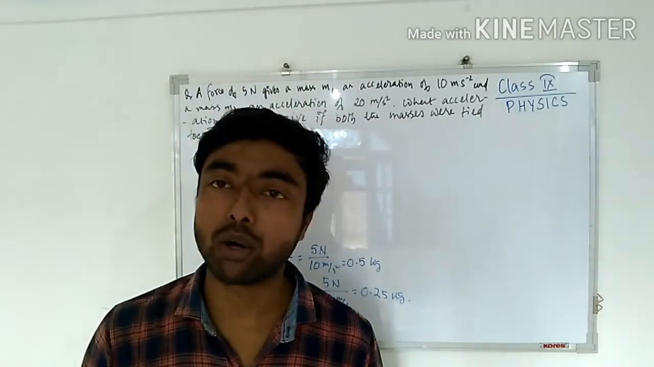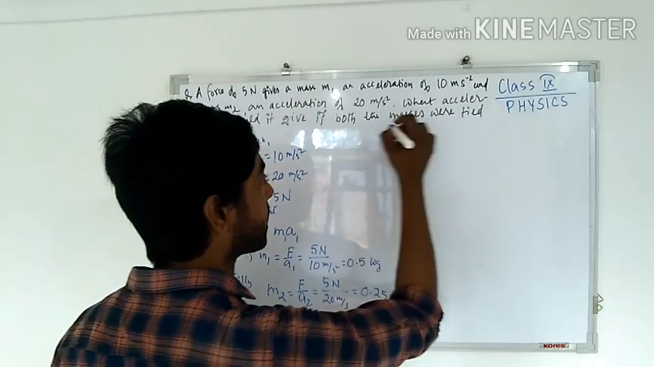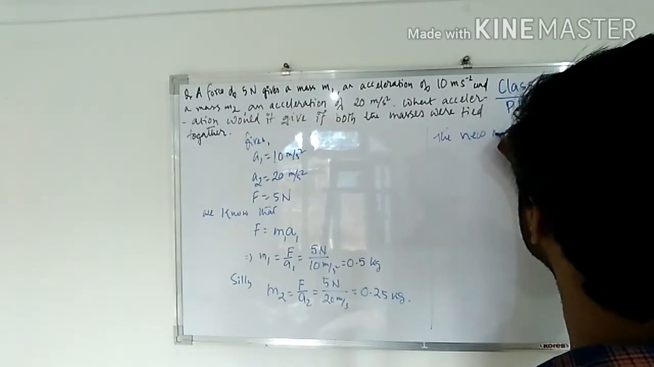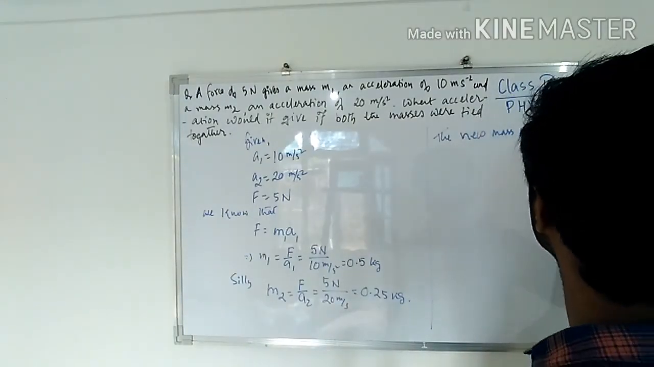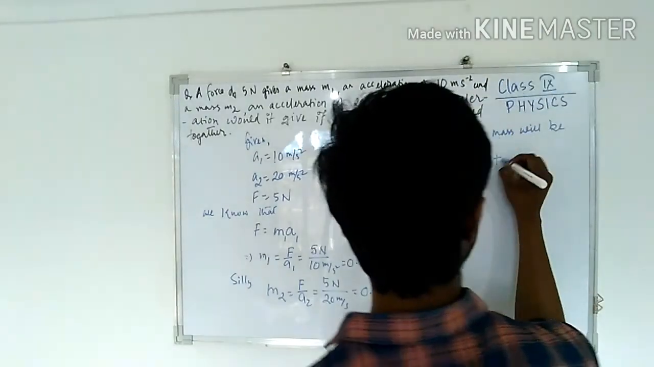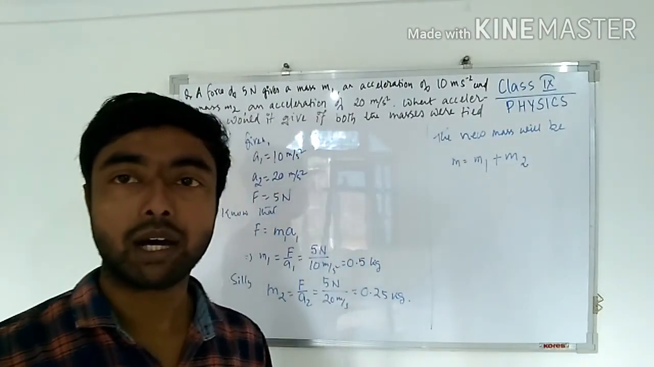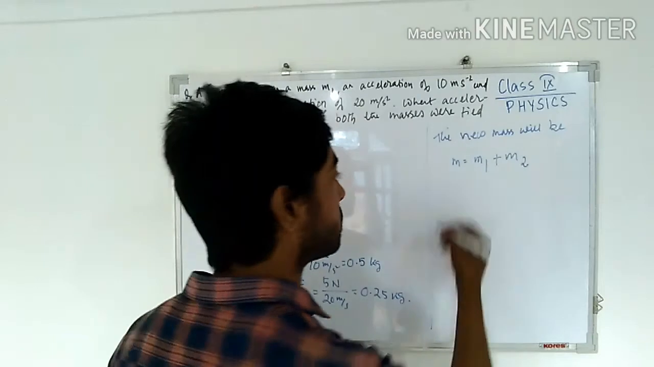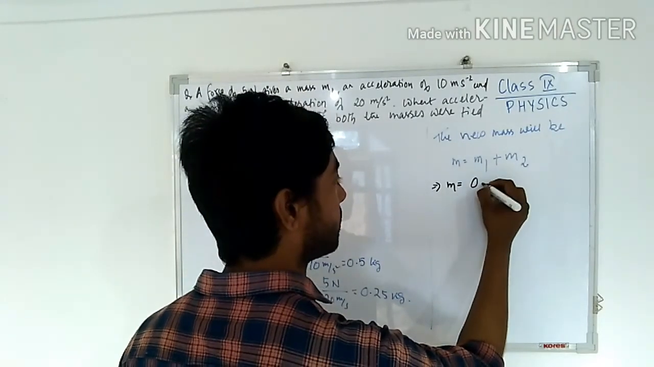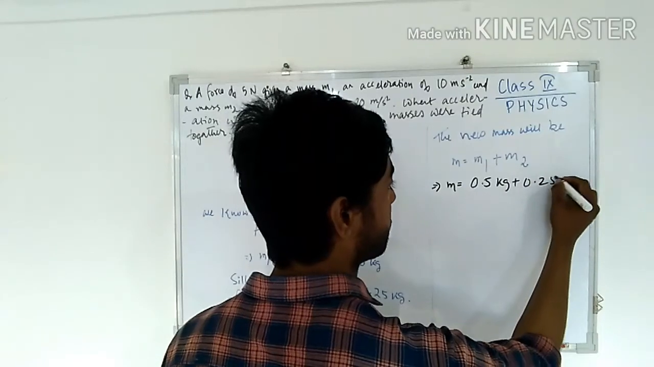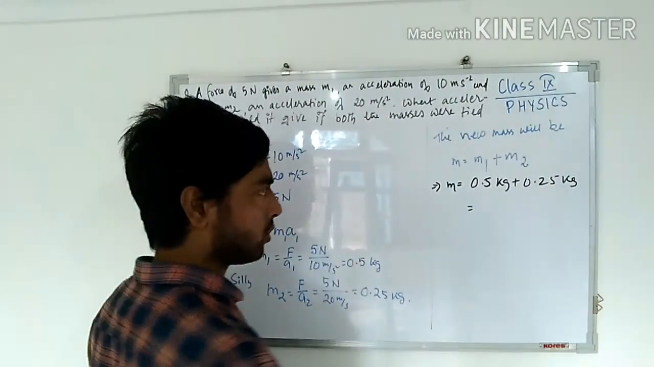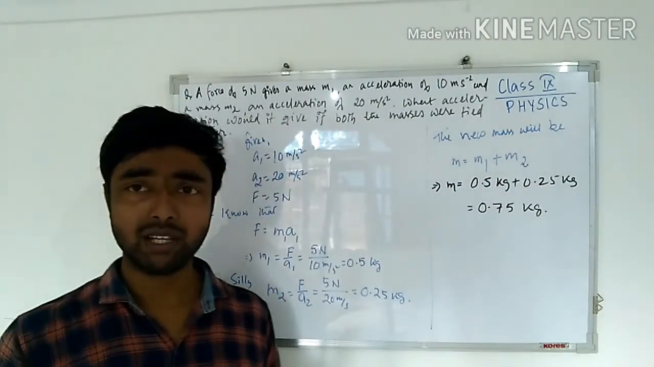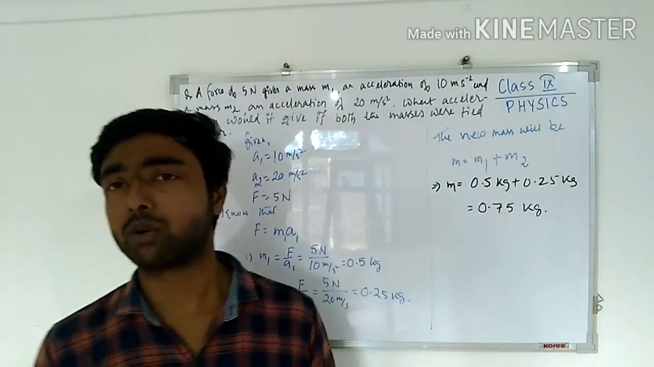तो हमें क्या मिल गया? दो मास M1 और M2 का वैल्यू मिल गया. अगर हम वो टाइप कर देंगे, the new mass will be what? M is equal to M1 plus M2, is not it? M is equal to M1 plus M2. That implies M का वैल्यू क्या हो गया? M1 का वैल्यू 0.5 kg है प्लस 0.25 kg है. तो इसका अगर टोटल करेंगे तो इसका वैल्यू हो जाएगा 0.75 किलोग्राम. तो 0.75 किलोग्राम हो गया नया जो ऑब्जेक्ट होगा.